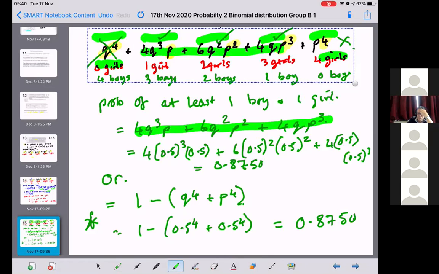Makes absolutely no difference which way you do it. You should get the same answer. And it's always worth realizing that one is a check of the other.